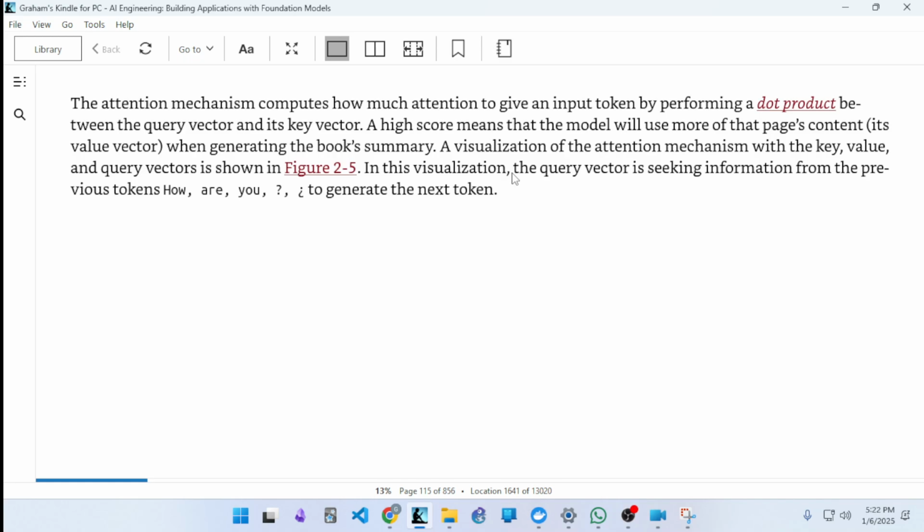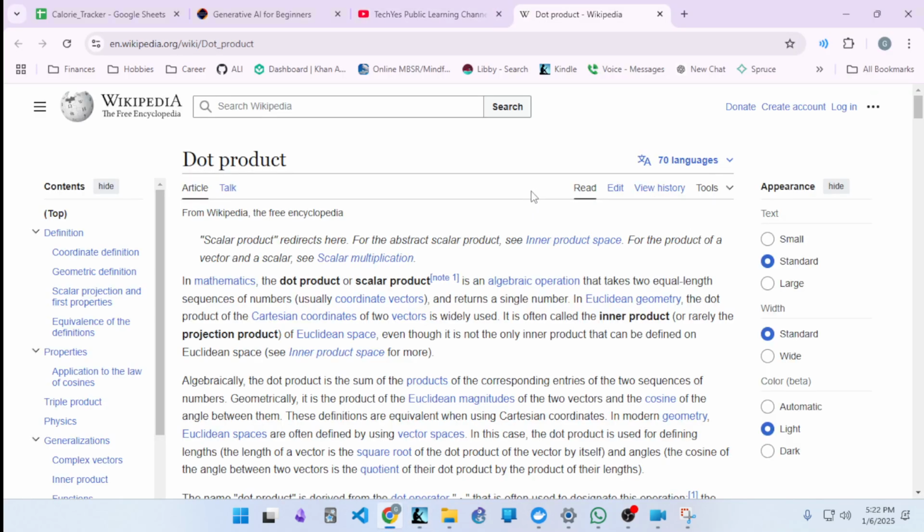A visualization of the attention mechanism with the key, value, and query vectors is shown in figure 2-5. In this visualization, the query vector is seeking information from the previous tokens. How are you? Question mark. And then the Spanish question mark that goes at the beginning of sentences to generate the next token. So let's take a look at the dot product.